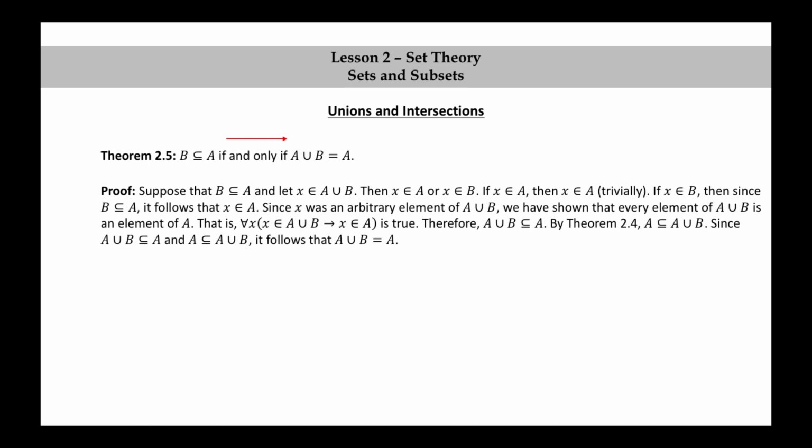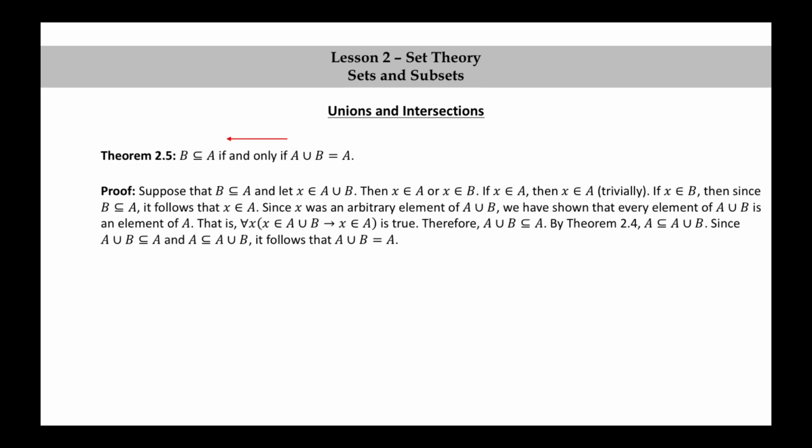Since the union of A and B is a subset of A, and A is a subset of the union of A and B, it follows that the union of A and B is equal to A. Okay, so we successfully proved the direction going from left to right. Now we do the other direction, from right to left.